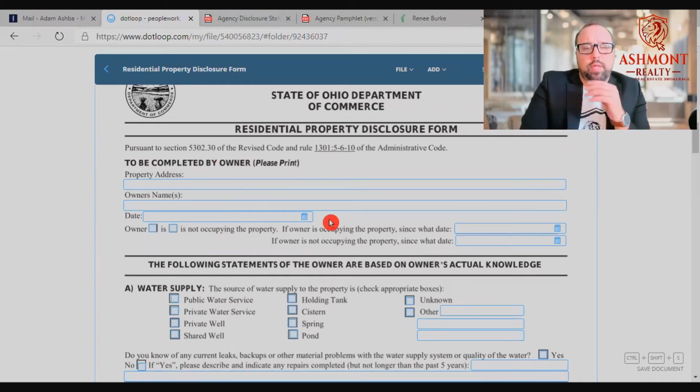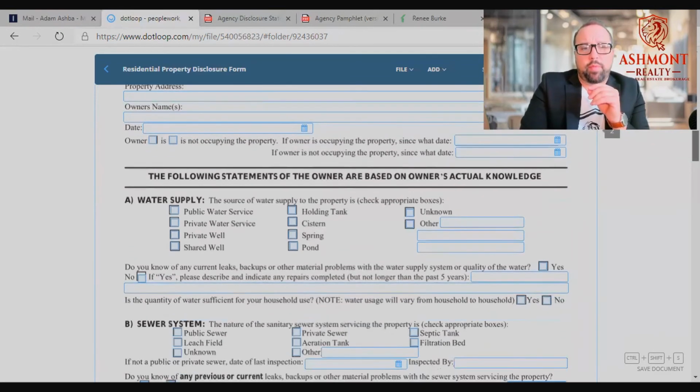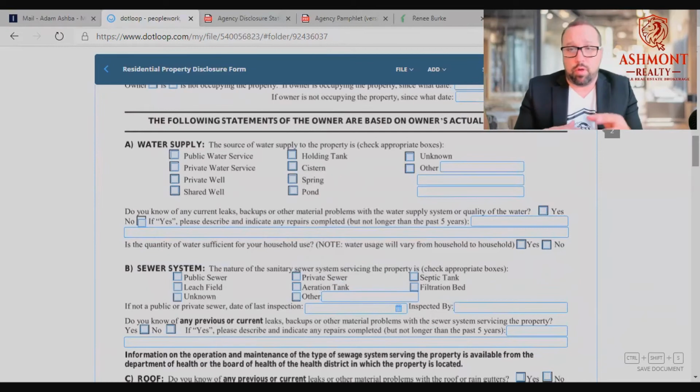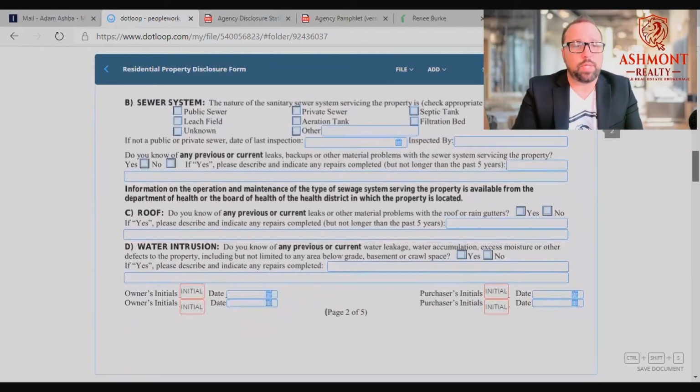Property address, again, they're going to be filling all this information out. The great thing about this form is I just want you to know what it is and the purpose of it so you can convey this to your buyers and sellers. Again, this is something that the seller is going to be filling out, but they're just going to ask them basic questions. Their water supply, their sewer system, yes or no questions.